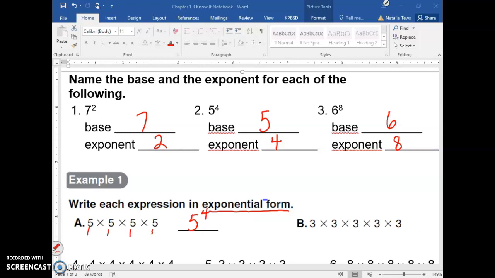Now double check yourself and make sure your exponent is small up here. We don't want it to look like 54. We want it to look like 5 to the fourth power. Okay? All right, I have my repeated multiplication here. What is my base? 3. And let's count them up for my exponent. 1, 2, 3, 4, 5. So 3 to the fifth power. Okay, I want you to do 4, 5, and 6, and then we'll check them on the board.